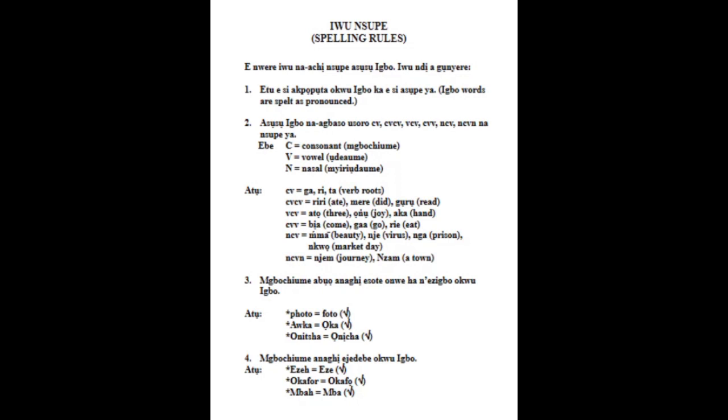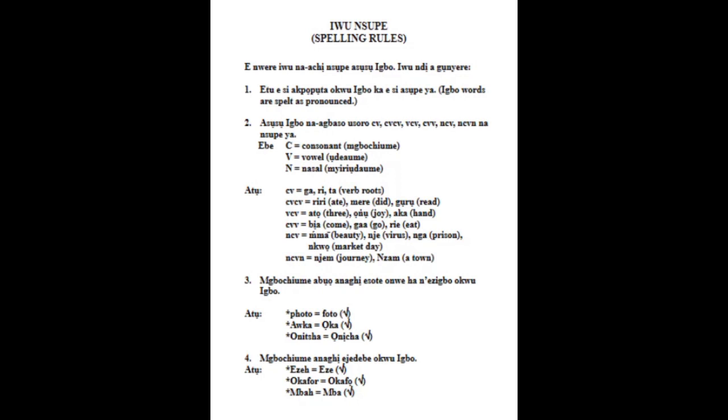Okay, let's see atụ. Ka anyị hụ ụfọdụ atụ. Let's see some examples. I told you before that atụ means example. Look at these examples. The one with the asterisk means they are wrong. Then the ones with the good after them mean they are correct. That is the correct spelling.